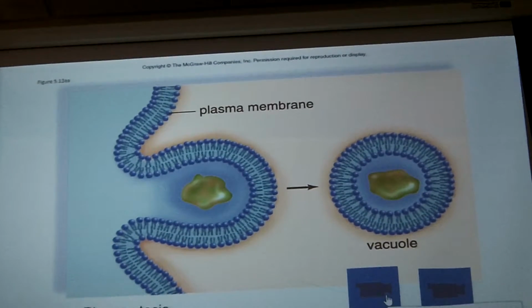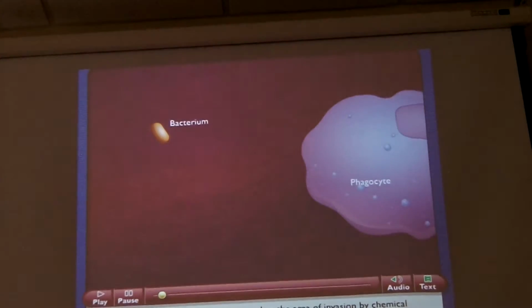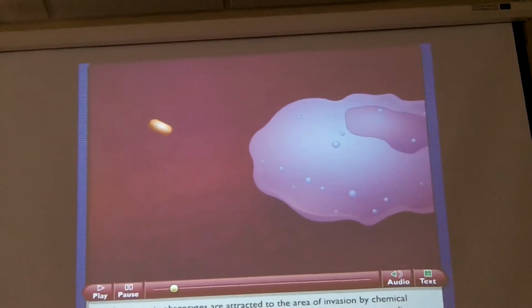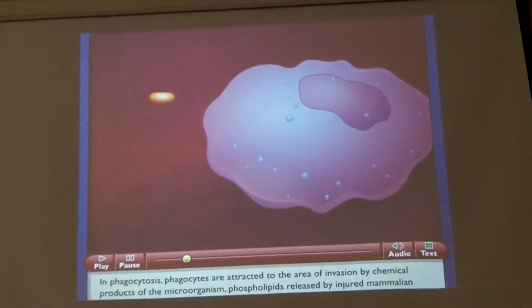Here's phagocytosis. In phagocytosis, phagocytes are attracted to the area of invasion by chemical products of the microorganism, phospholipids released by injured mammalian cells, or by components of the complement.